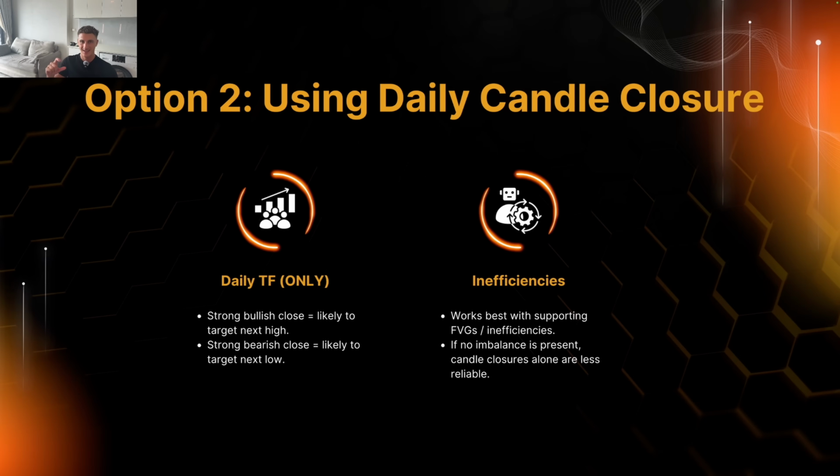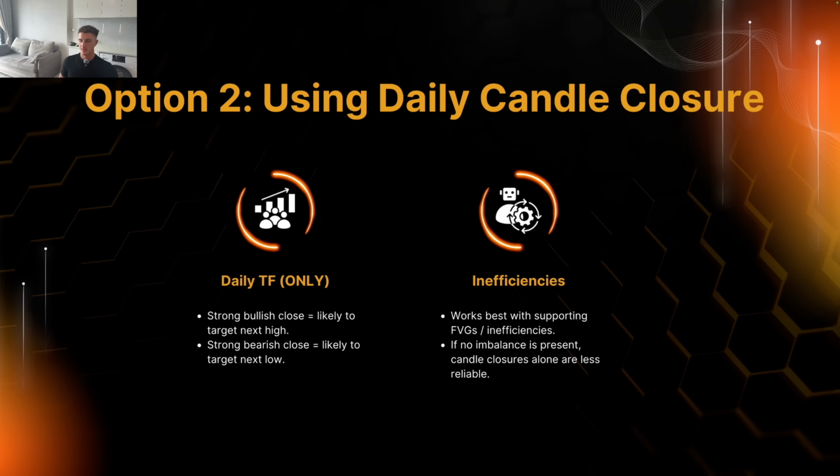So you're looking at the daily candle. Now, if it has a strong bullish closure, meaning the candle has actually closed bullish, your target is likely going to be that next swing high. In this scenario, your daily bias is going to be bullish and you want to target that next high. If we have a strong bearish closure on the daily candle, the next target is likely going to be that swing low.